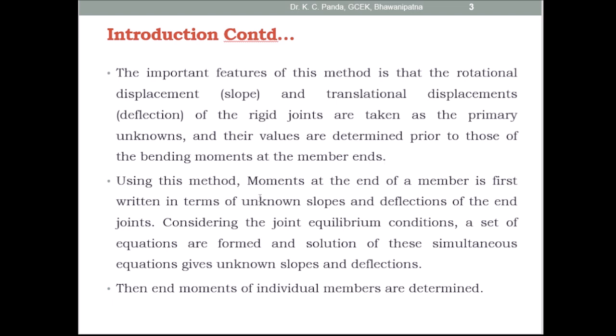So in this method, the moments at the end of a member are first written in terms of the unknown slopes and deflections of the end joints. Then by considering the joint equilibrium conditions, a set of equations is found, and the solution of these simultaneous equations gives the unknown slopes and deflections. Then after knowing the unknown slopes and deflections, the end moments of the individual members are determined.